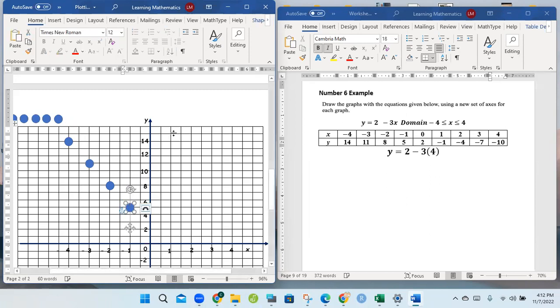0 on the x and 2 on the y. So that's the y-intercept. That's where the line will touch the y-axis. So here's the y-axis right there. The vertical line is the y-axis, and then 2. X is 0 on the y-axis. Always remember that. The next point is 1 on the x and -1 on the y.